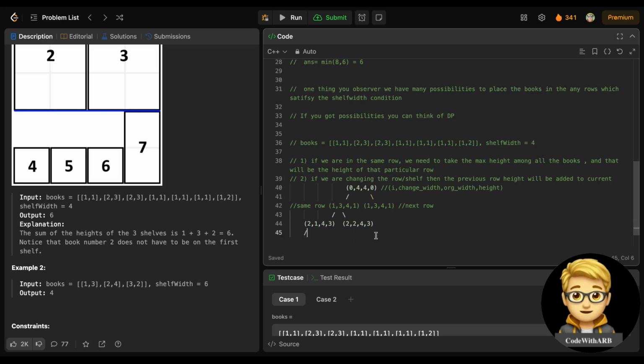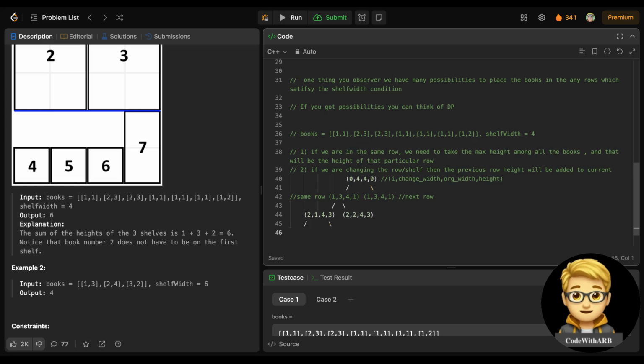Now again, when we move to this, we again have two options. Either I place it in the same row, or place it in the next row. So now we have the width left with 1 for the same row, and the thickness is 2, but we have only 1 left for the same row, right? So we cannot place it, because we have only 1 left and the thickness of the book is 2. It means I cannot place it here, right? So it ends from here, right?